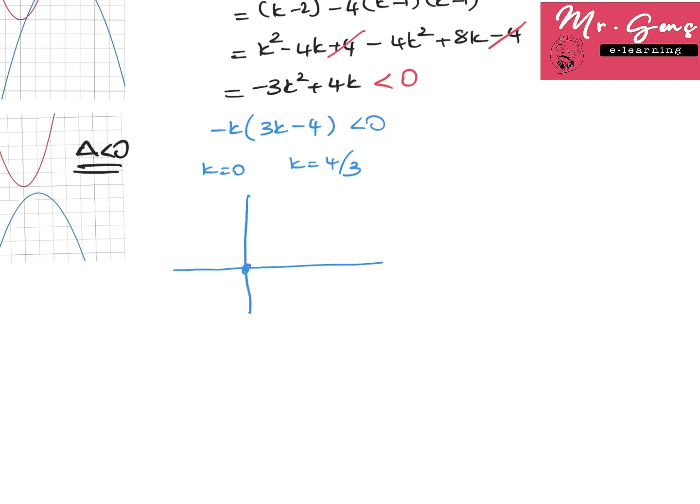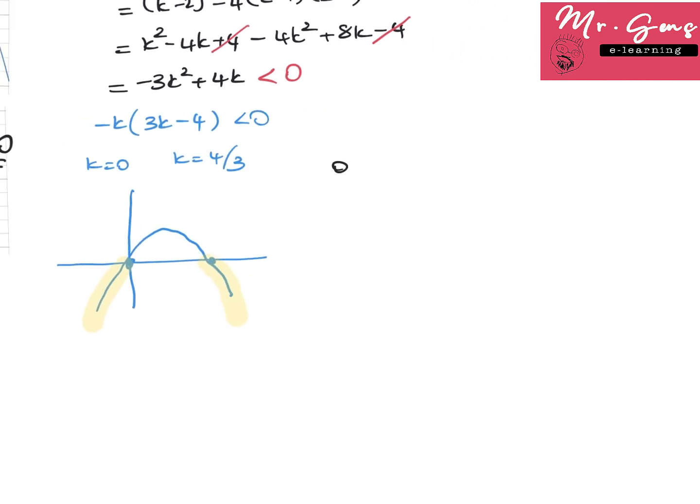Leading coefficient is negative 3, so we will have a concave down graph. 0 and 4/3 are the x-intercepts. I just highlight the correct region, but let's draw a sign diagram as well.